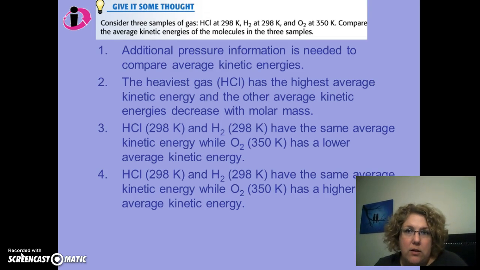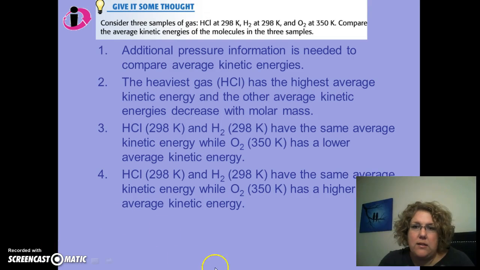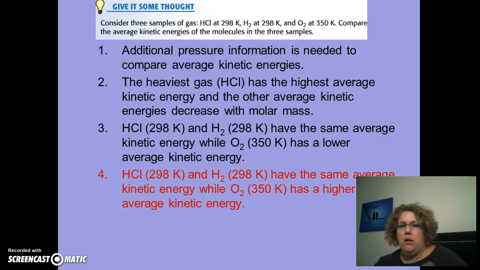The heaviest gas here is HCl at 36-ish grams. The lightest, of course, is the hydrogen at 2 grams. So the heaviest gas has the highest kinetic energy, and the other average kinetic energies decrease with molar mass. Well, that's 2. Number 3 is that the HCl at 298 and the hydrogen at 298 have the same average kinetic energy, while oxygen has a lower kinetic energy. And then our last choice is the HCl at 298 and the hydrogen at 298 have the same average kinetic energy, while the oxygen at 350 has a higher average kinetic energy. That would be the correct one.